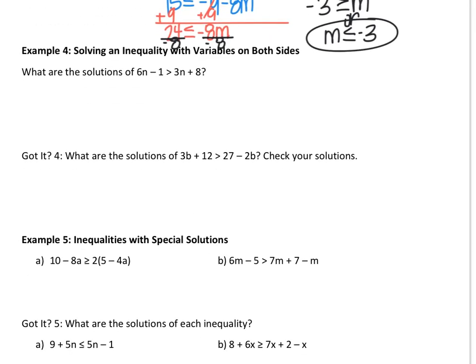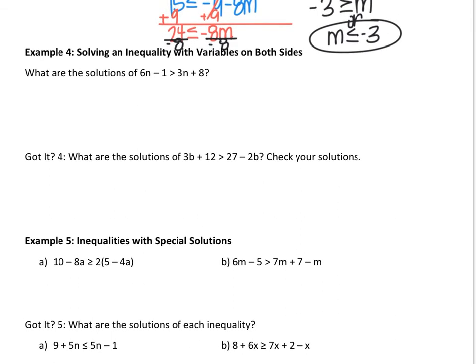Example 4. Solving an inequality with variables on both sides. You do this the same way we did the equations. You want to get the variables on the same side. So we subtract 3n. And that gives you 3n minus 1 is greater than 8.